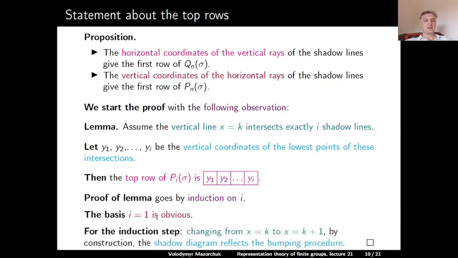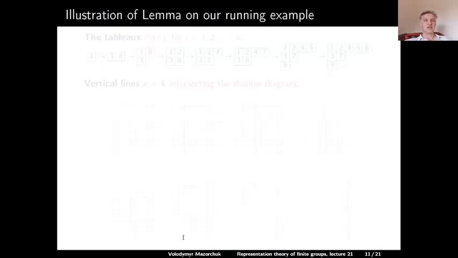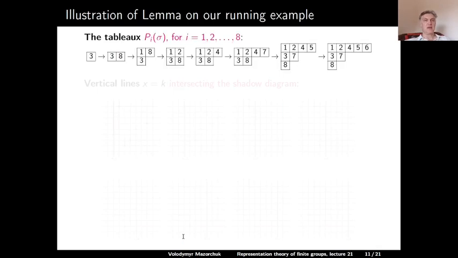And for the induction step, we just check the change from x equals k to x equals k plus 1. By construction, the shadow diagram reflects the bumping procedure. So let us illustrate how this works on our running example. So recall our insertion tableaus Pi of sigma for our running example sigma.